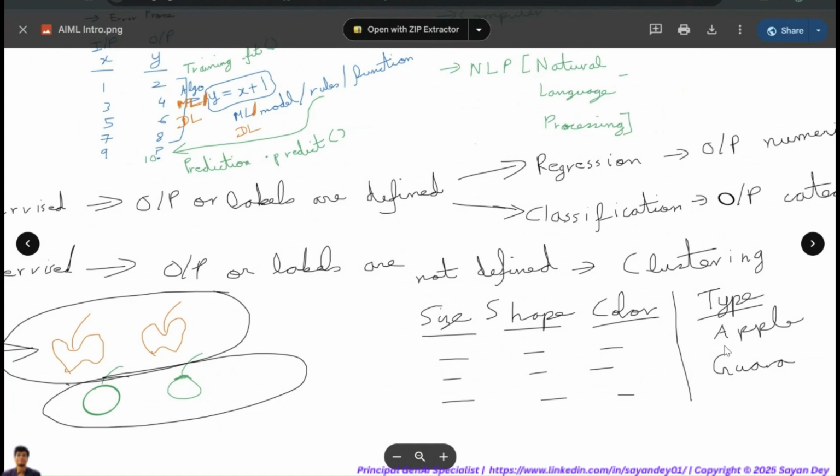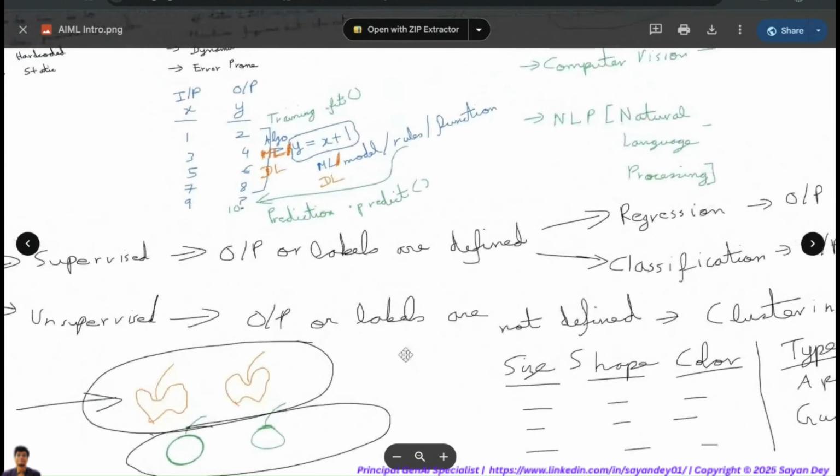We will show the machine lots and lots of examples of pictures. So in this case, we will show the machine lots and lots of examples of what apples look like. We will show the machine lots and lots of examples of pictures of how guavas look like. And based on that, we will build a model. And these are the XY combinations, right?